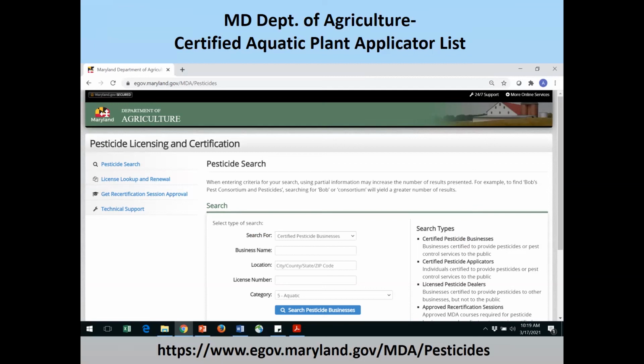So I'll end with, I think, a wealth of information and resources available. Here's the Maryland Department of Agriculture pesticide licensing and certification site. And right here, you can see, I printed off the aquatic license. So if you had some algae or aquatic plant issues that you wanted to hire somebody for, you can go to this website and actually search under businesses. This particular search looked at certified pesticide businesses under the aquatic category.